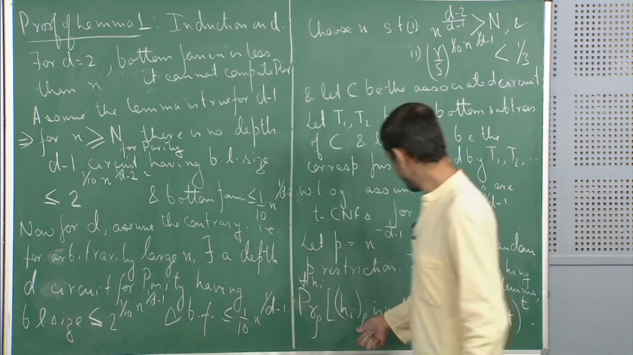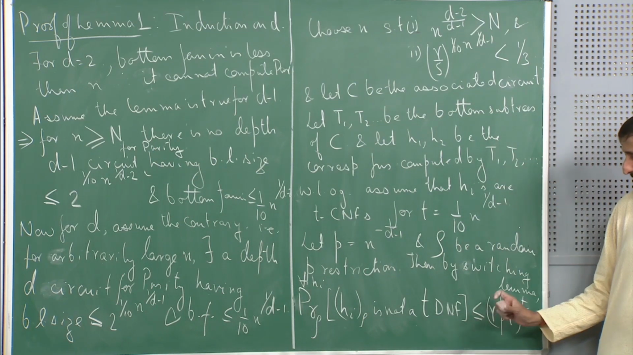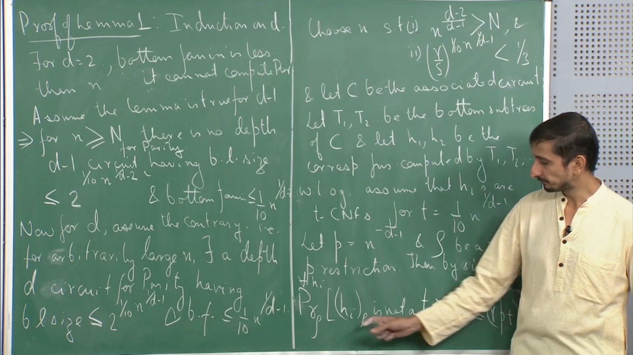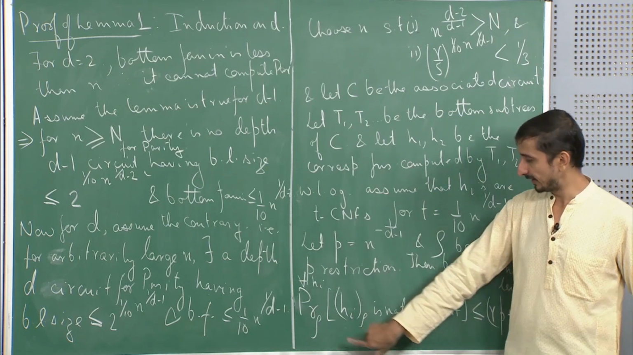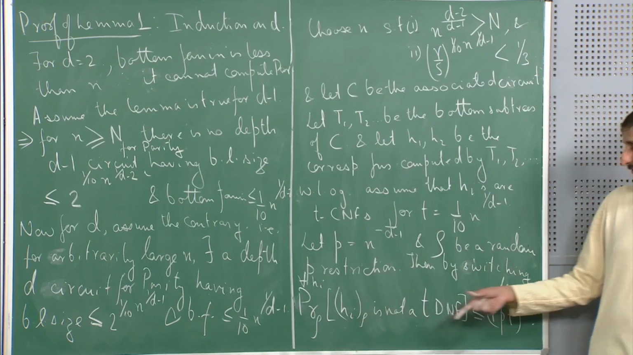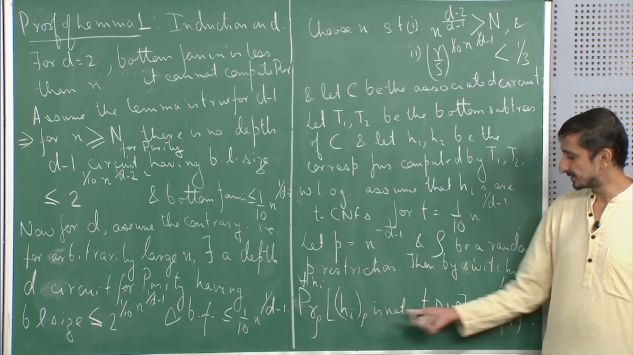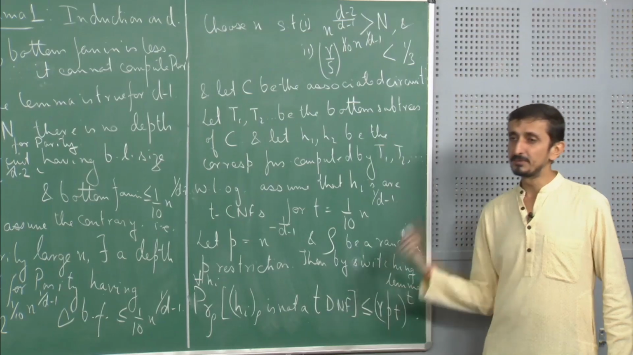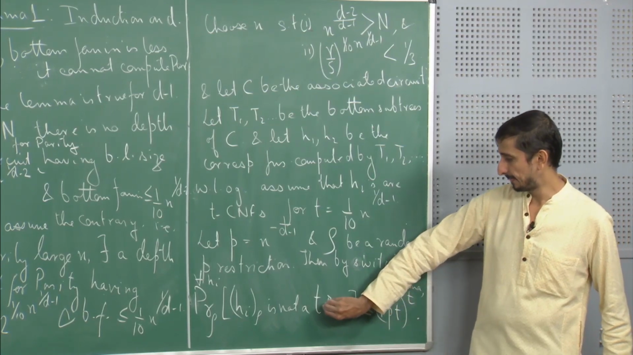What I mean by this sentence is a little different from the way I wrote it. It actually means that hi cannot be represented as a TDNF. It does not make sense to say that a function is not a TDNF; it is not representable as a TDNF.